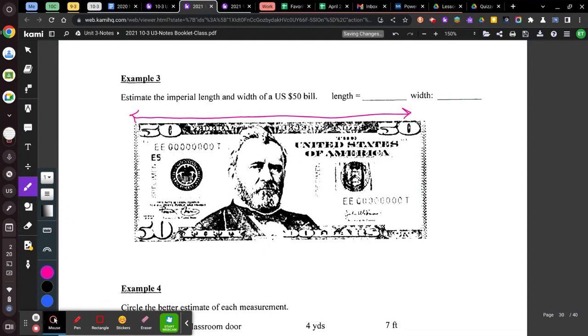Yeah, exactly right. So this is about 6 inches. So the length is 6 inches. IN is inches. All right, the width, that's up and down. So how many of these can you go up and down with? Exactly. So this one's going to be 3 inches. So it's a 6 by 3 bill. Okay, that's what's actually going on.